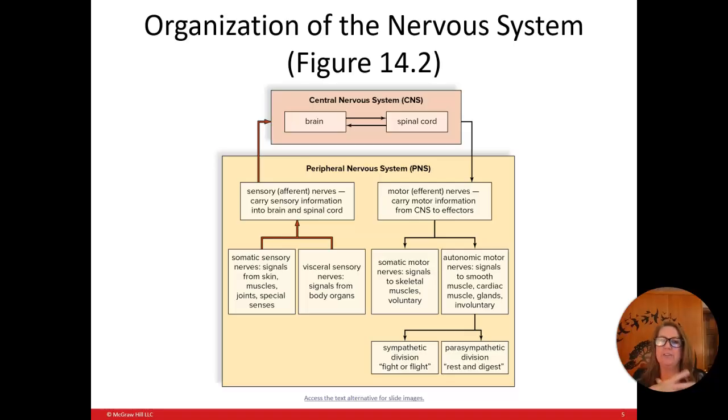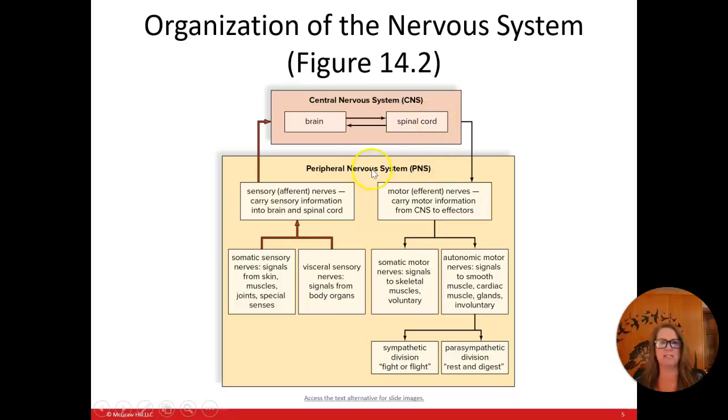Okay, another figure depicting this information. So let's take a look. So we have the central nervous system here in this peach colored box, and below it in the larger box, kind of in a yellowish color, is the peripheral nervous system. The two parts of the central nervous system, the brain and spinal cord, you can see arrows going back and forth because the spinal cord brings information to the brain. The brain, when there is a motor output, sends information back out to the spinal cord.